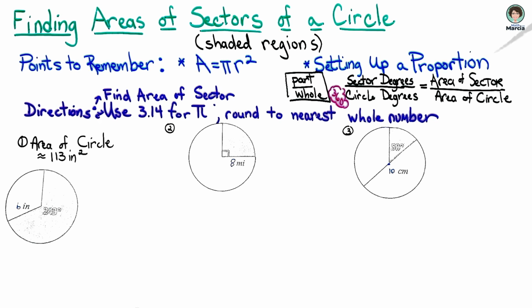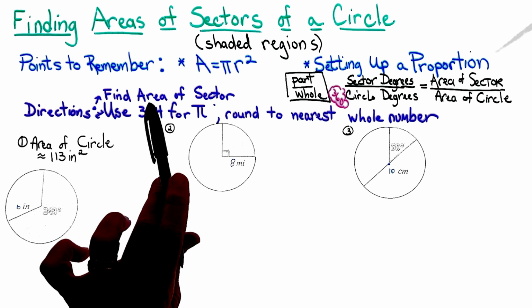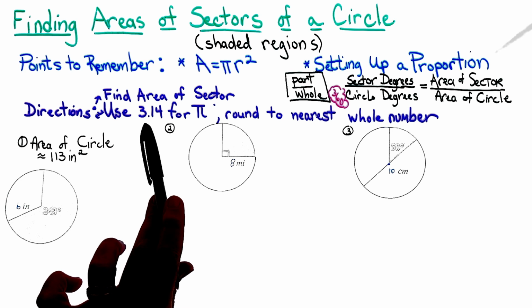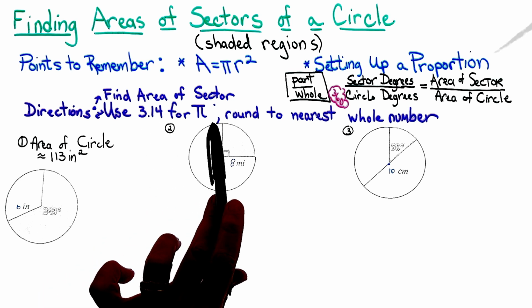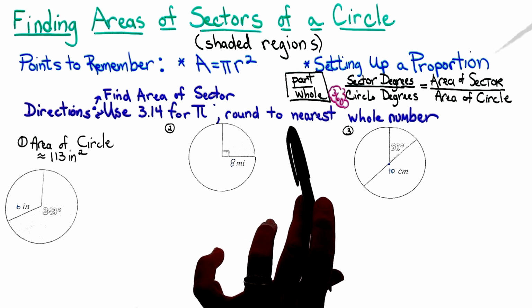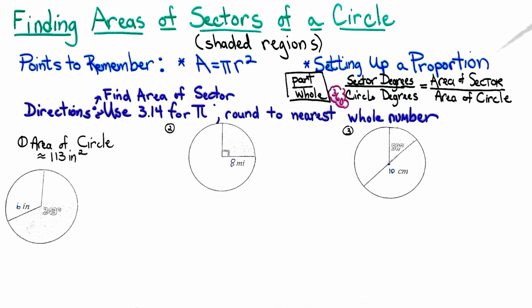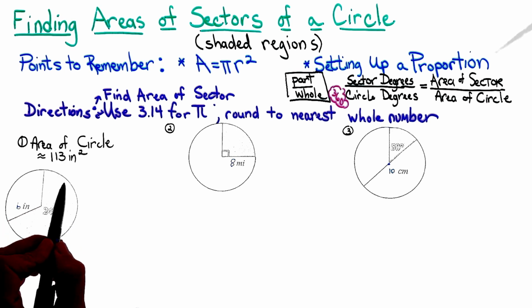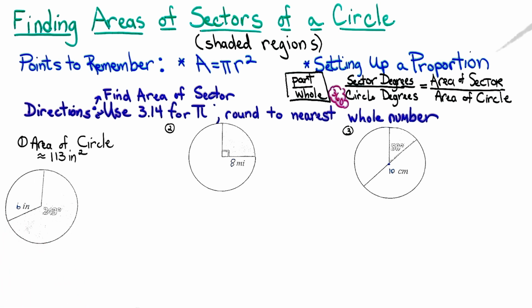So let's look at the directions. They're asking us to find the area of the sector and use 3.14 for pi, which means our answer is going to be rounded. And then, if necessary, we're going to round our answer to the nearest whole number. Well, number 1, they actually give us the area for this whole circle, so we are able to right away go to setting up a proportion.